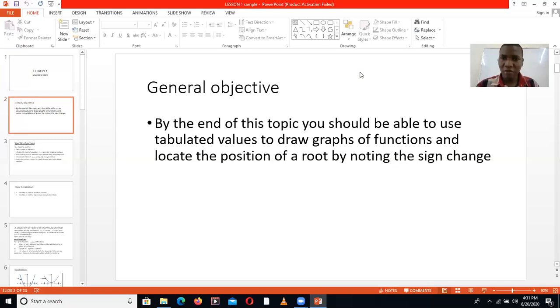Let's look at the general objective of this topic. We're saying you should be able to tabulate values and use tabulated values to draw a graph. You've done this in O-level already, where you solved quadratic equations using the graphical approach. You got values of x, they gave you the domain, then you plotted the function and looked for the point at which the function crosses the x-axis. In that case, you're solving that equation by graphical approach. That's one of them. Then the other one is to locate the position of the root by noting the change in sign. We're going to look at that in detail later on.